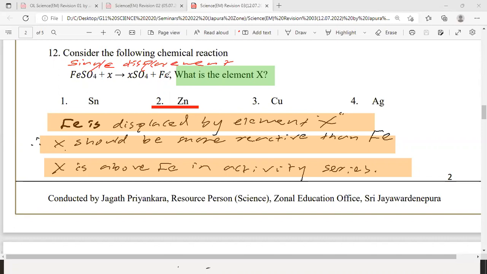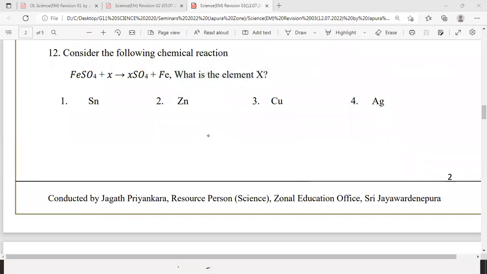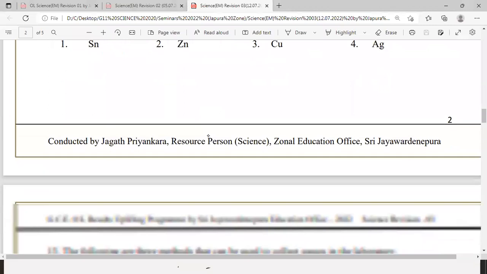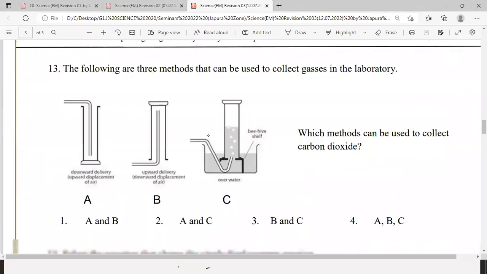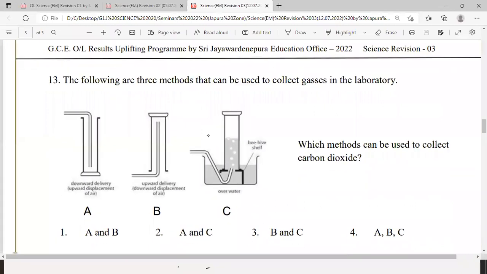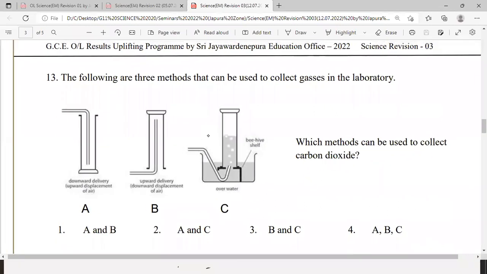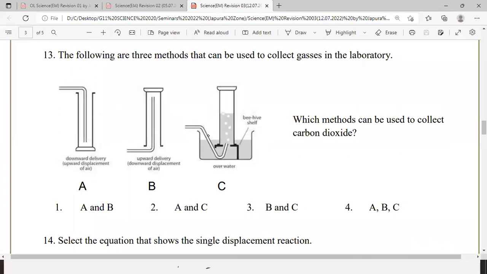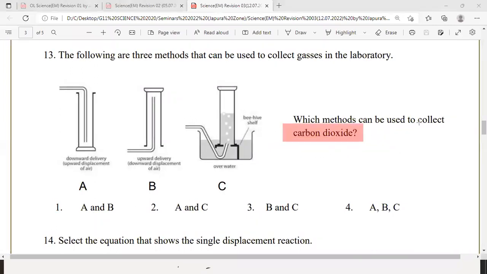Right. Next one. I'll erase the screen. Anyone still copying down? Shall I erase the screen? Right. Question number 13. You are given 3 methods of collecting gases. So the question is, out of these 3 methods, which method can be used to collect carbon dioxide? To collect what? Carbon dioxide.